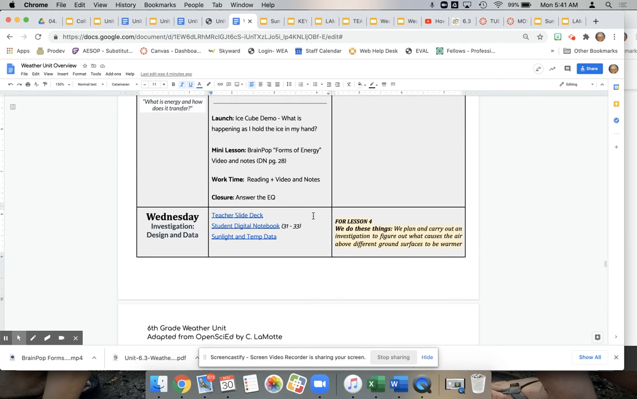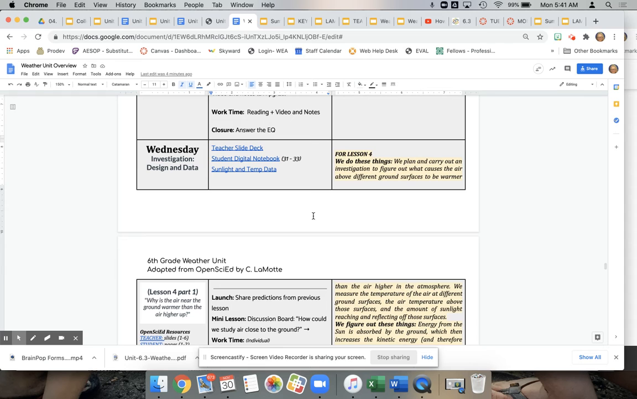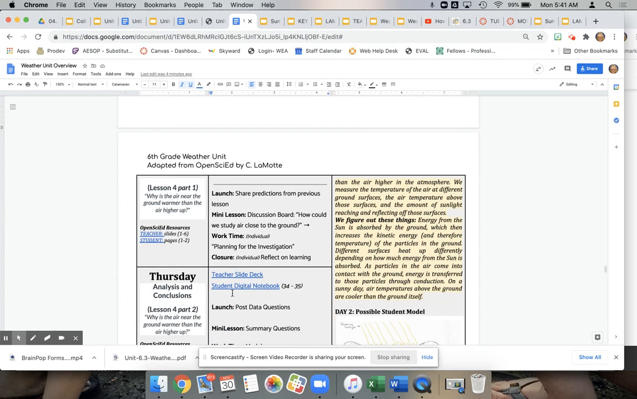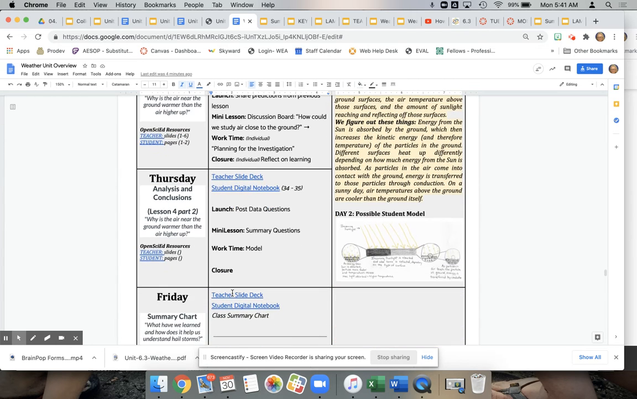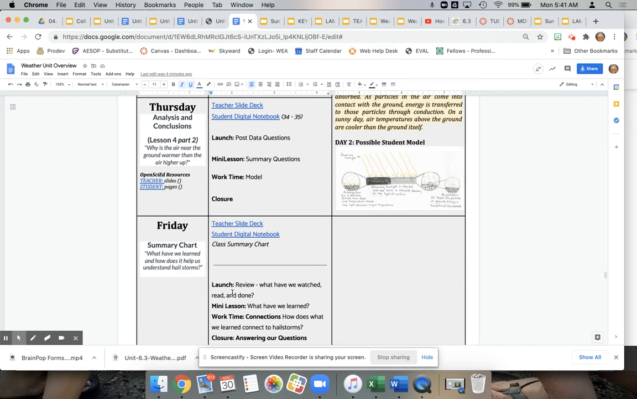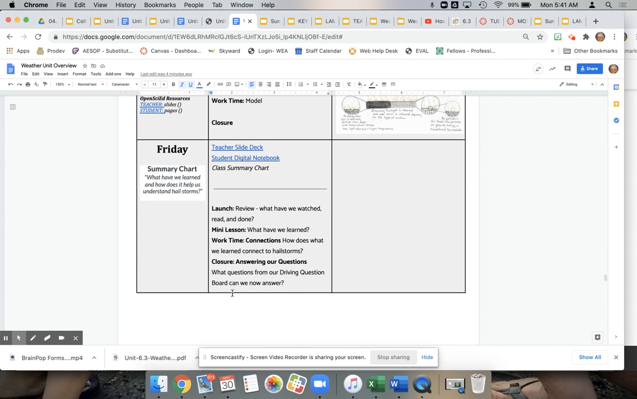Once students have a better understanding of energy and how we're going to define it and talk about it and represent it, students will do a 2-day lesson on figuring out why the air near the ground is warmer. So again, everything is divided out for you. And on Friday, we'll need to then summarize the learning from that lesson 4. So we will be doing another summary chart.